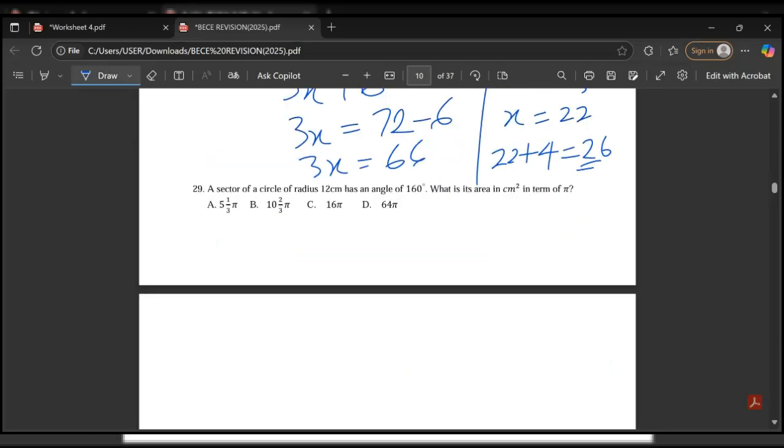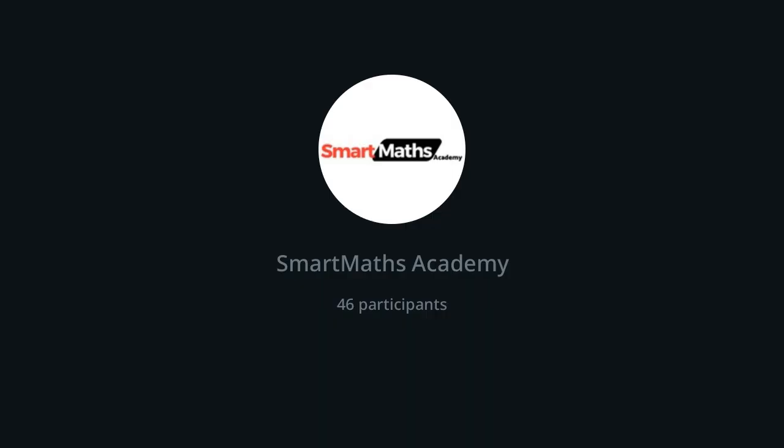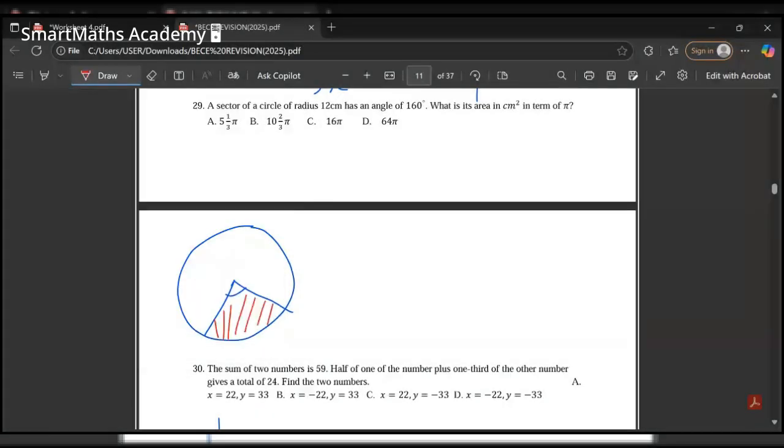A sector of a circle of radius 12 centimeters has an angle of 160 degrees. What is the area in centimeters cubed in terms of pi? So a sector is a part of a circle. When you have a circle like this, this is a sector. This is what we call a sector. A sector is a portion of a circle that is bounded by two radii and an arc.